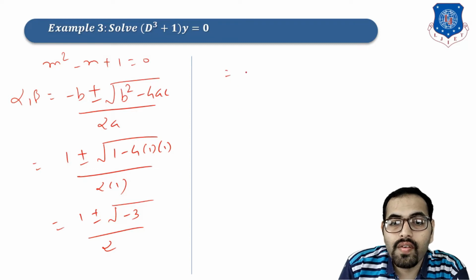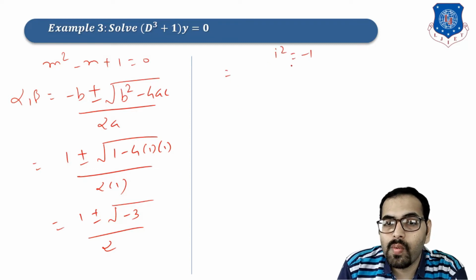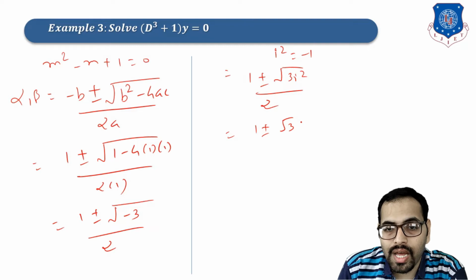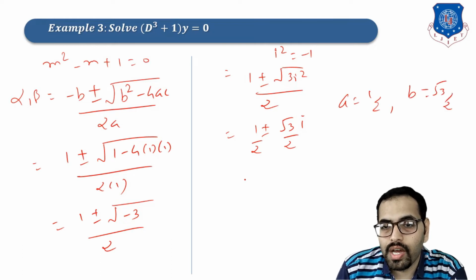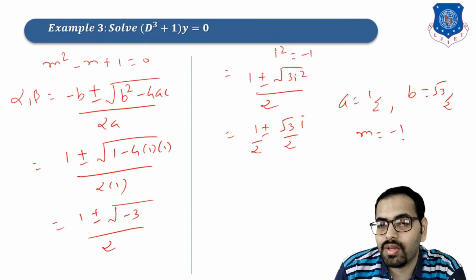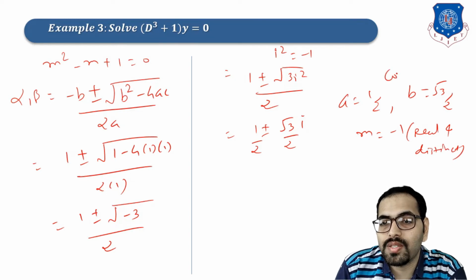Here we cannot factorize the square root of minus 3 directly. For that we know that i square equals minus 1, where i is iota. Then we get (1 plus or minus root 3 i square) upon 2, that is 1 plus or minus root 3 i, and the denominator can be divided individually. Then a equals 1 by 2 and b equals root 3 by 2, and we have one factor m equal to minus 1. This one is a real and distinct root, and this one is a complex pair.